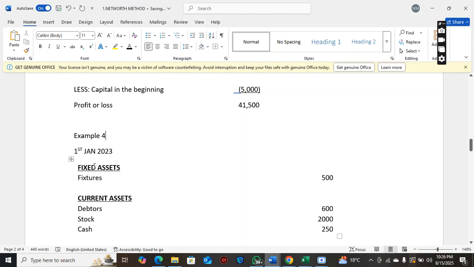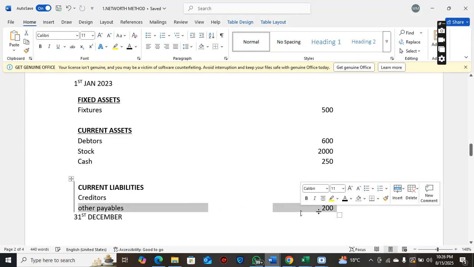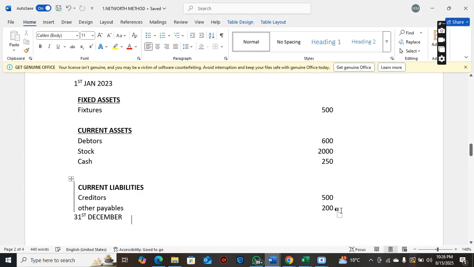Given information about a business, on 1st of January, fixed assets, fixtures, 500 kwacha. Current assets, you've got your debtors, 600 kwacha. You've got your stock, 2000 kwacha. You've got your cash, 250 kwacha. Then you have current liabilities. You have your creditors, 500 kwacha. You've got other payables, 200 kwacha. That's for the beginning of the year.